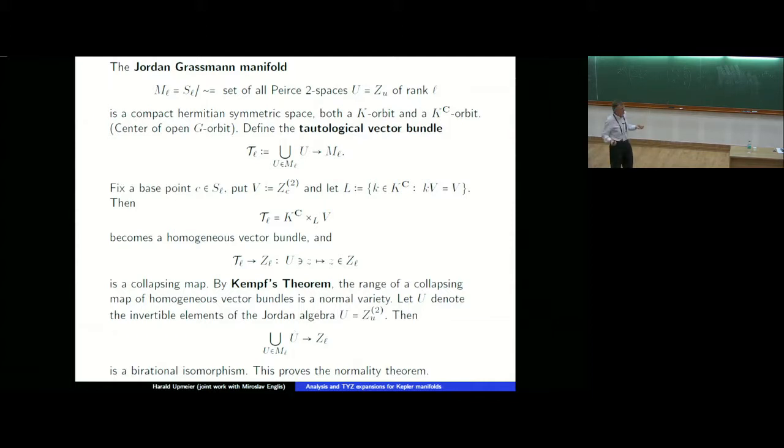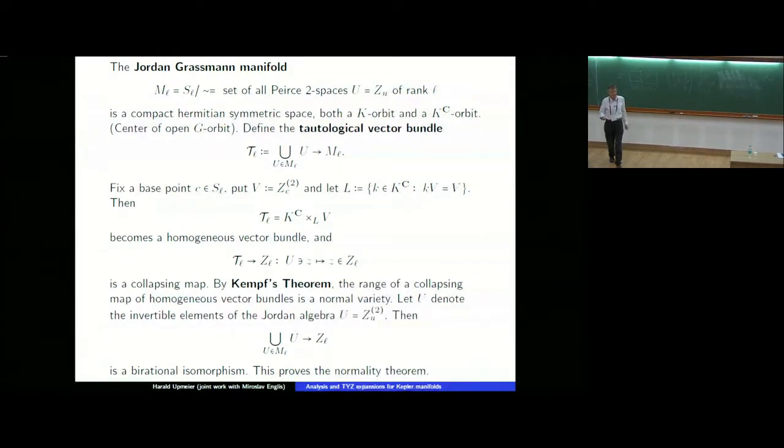Now, this is a homogeneous vector bundle. Namely, you fix a tripotent and take its canonical Peirce 2 space, and let L be all elements in K^C which fix this Peirce 2 space. Then the tautological bundle becomes homogeneous, and the mapping sends U into its inclusion. These have all rank L. If this is the number L, the full Peirce 2 space has rank at most L. That's obvious.